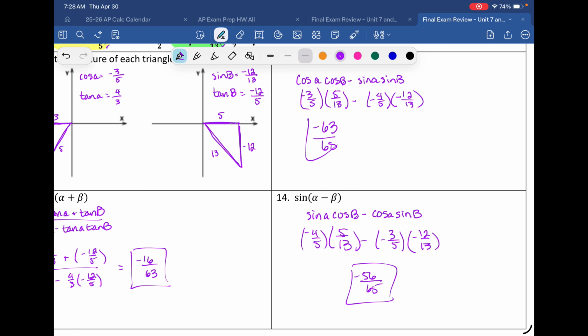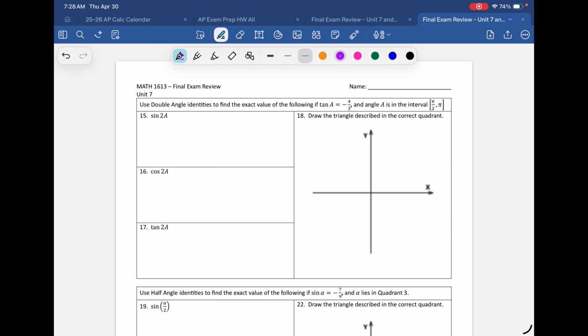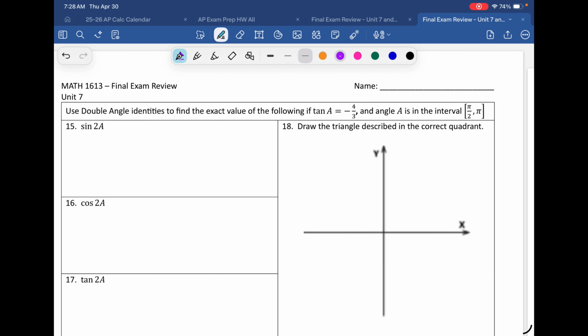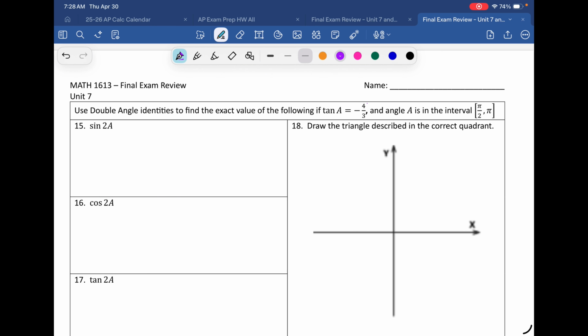Okay, use double angles. Again, formulas you're given. Find the exact value of the following if tangent alpha is negative 4/3 and angle A is between pi over 2 and pi. That means we're in quadrant 2. All right, tangent is y over x.